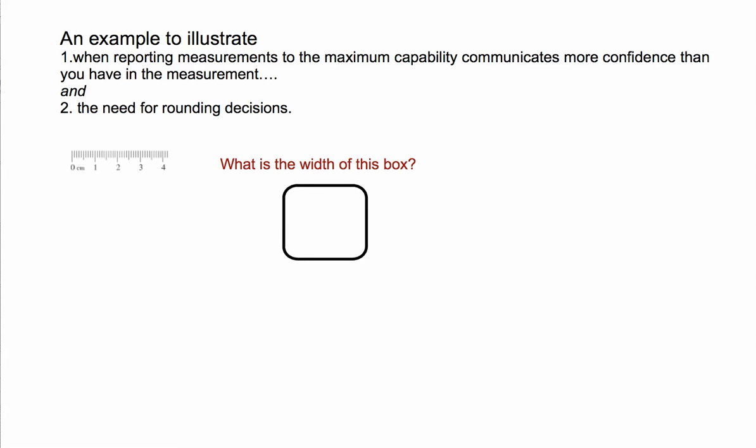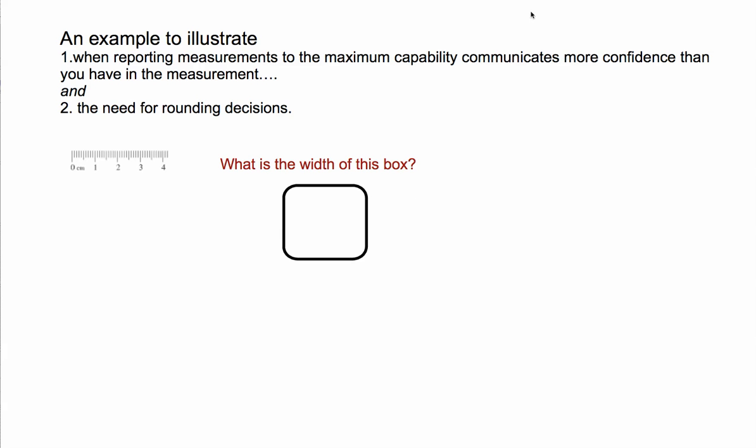We're going to start with an example that will illustrate both this process of rounding decisions and the need for rounding decisions. So, an example to illustrate when reporting measurements to the maximum capability communicates more confidence than you have in the measurement and the need for rounding decisions. So here's our example. What is the width of this box?